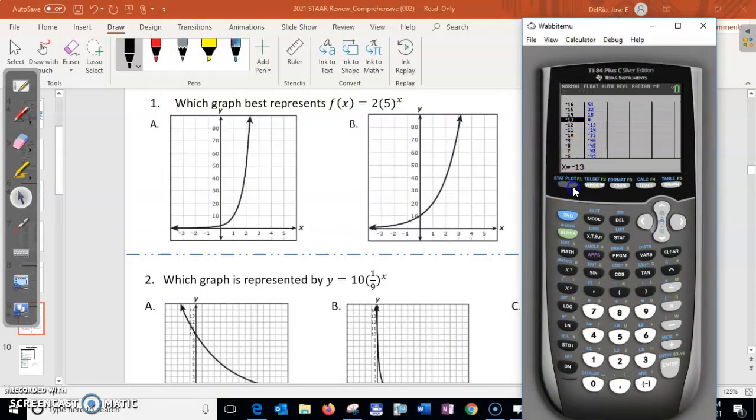So go to y equals, type in the equation, 2 parentheses 5. Now this is exponential, guys. So look at where the x is located. The x is located at the top. So raise it to the power of x, hit graph.